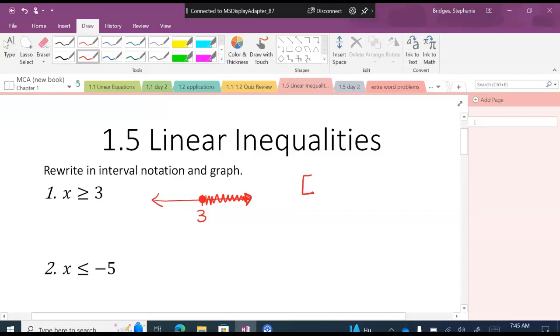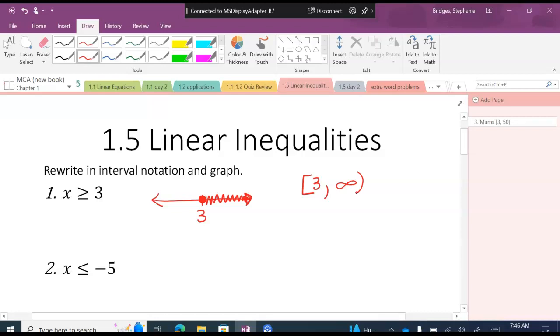It's going to look more like an ordered pair when we're done, except sometimes we have a square bracket instead of a parenthesis. But we're going to put our 3 here because that's the smallest number. And then it goes forever and ever to the right. So what does it go to? Infinity. Now here's a question: can you ever equal infinity? No. So when it's not equal to something, you just put a parenthesis. Okay, so that's what we call interval notation.